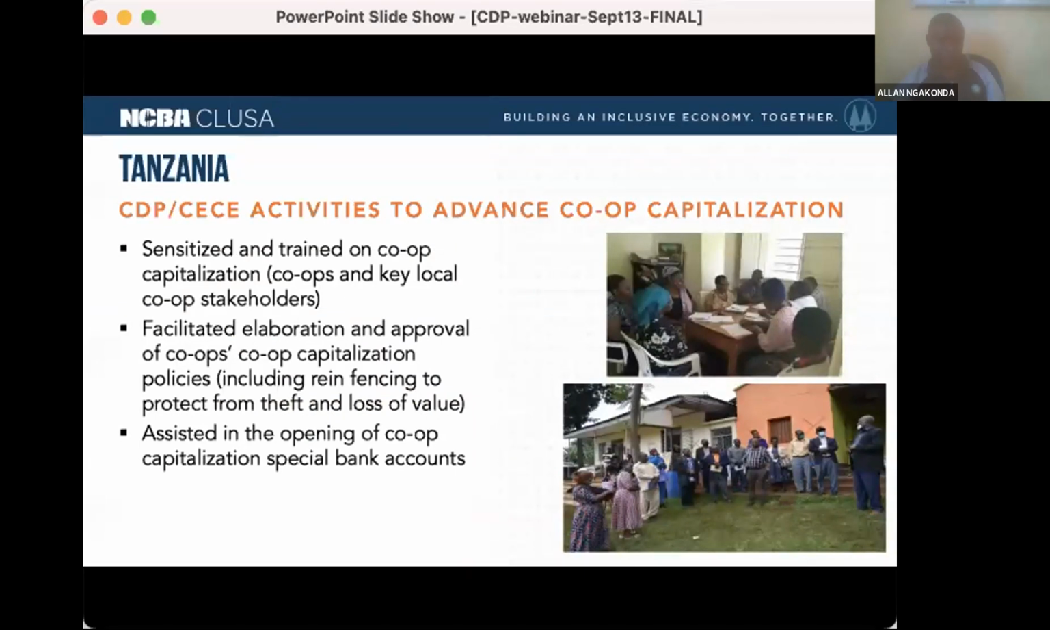How did we advance the co-op capitalization? First, we did sensitization and training of members and leaders on capitalization, especially on members' equity. Secondly, we opened special bank accounts where the money collected from the members was to be deposited. And thirdly, we facilitated the elaboration and approval of co-op capitalization policies, including ring-fencing to protect the money from theft and loss of value. Thank you.